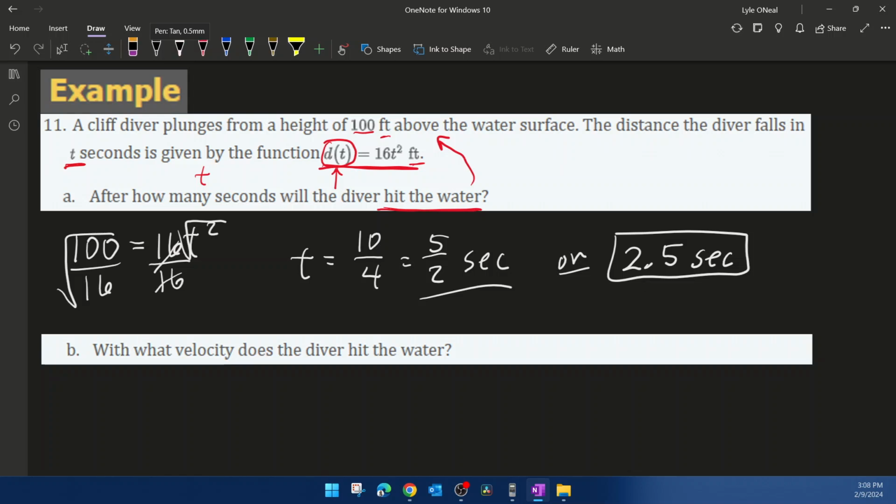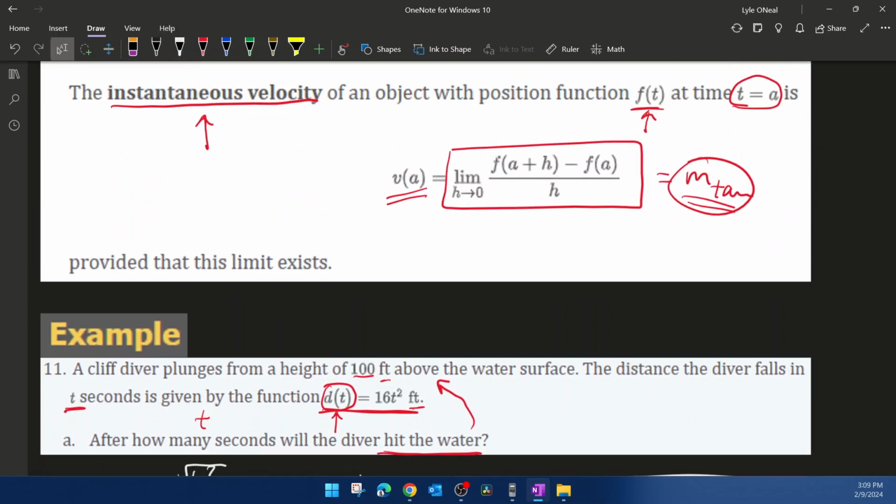Part B, with what velocity does the diver hit the water? This would indicate that we want to find the velocity when he hits the water. When does he hit the water? After 2.5 seconds. So we want to find the velocity at 2.5. Do we have a formula for velocity? Heck yeah, we do. It's the same as the formula for the slope of the tangent. So let's plug into this formula and make it work, okay?